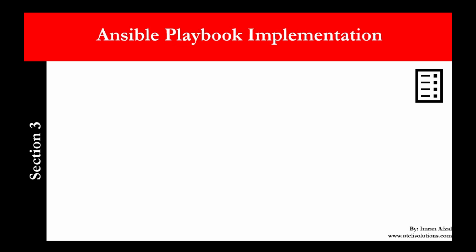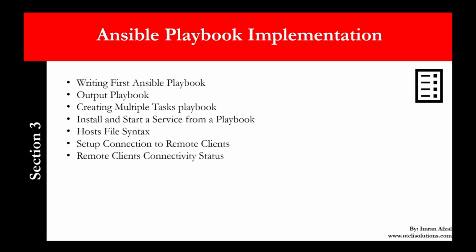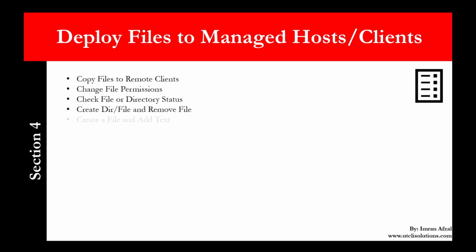In section 3, it's about Ansible playbook implementation, writing the first playbook, output playbook, creating multiple tasks in a playbook, install and start a service, host file syntax, set up connection to remote client status connectivity, and of course, handouts and quizzes. Moving on to section 4, deploy files to manage hosts and clients. We'll cover copy files to remote clients, change permission, check file directory status, create file and remove files, create a file and add text to it.